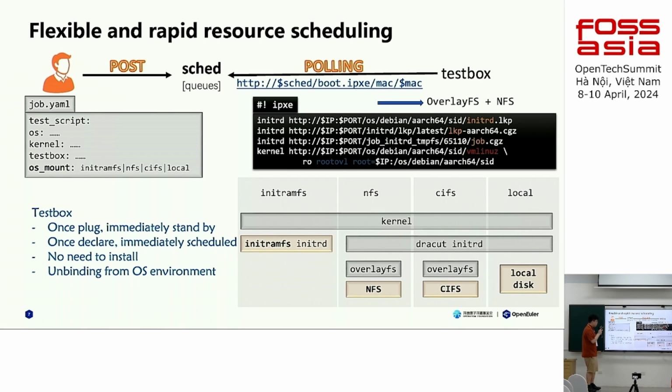But the top three ways have a shortcoming. That is, they cannot persistently store the data. So if you need to persistently store your data, you need to use the local disk way, which means the root fs will be mounted on your logical volume. So those are the four ways we support. So we don't do the install. That's the way Compass CI deploys.